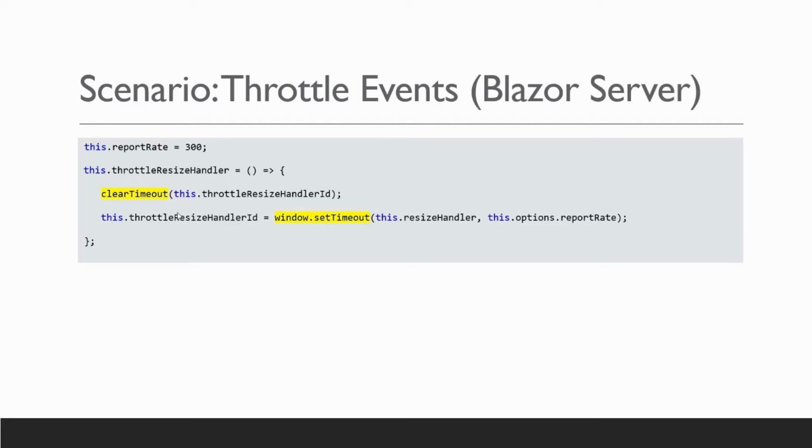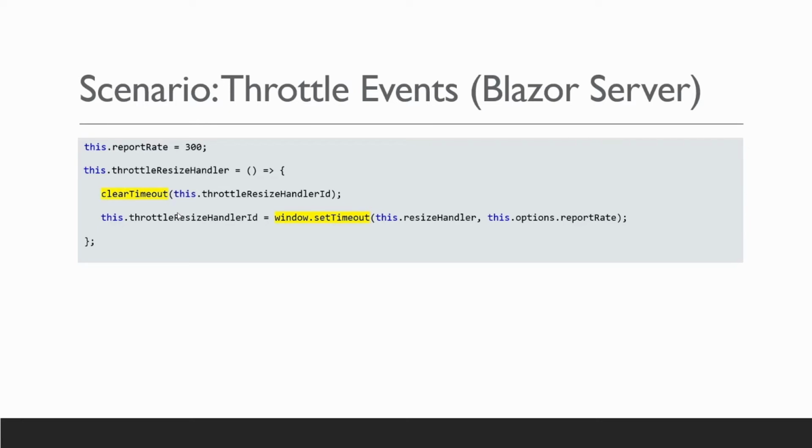So an example of this I use in Blazor size for detecting the users when they resize their browser. I don't want to trigger an event as the user scrolls the browser's window size. I want them to stop moving the browser window size before I trigger an event. So to do that, we call clear timeout. This is a JavaScript method. And then we also call window set timeout.